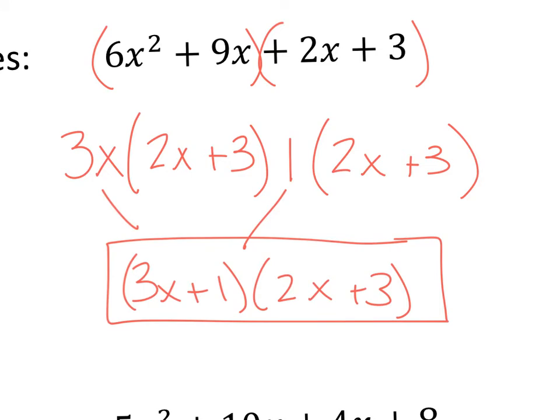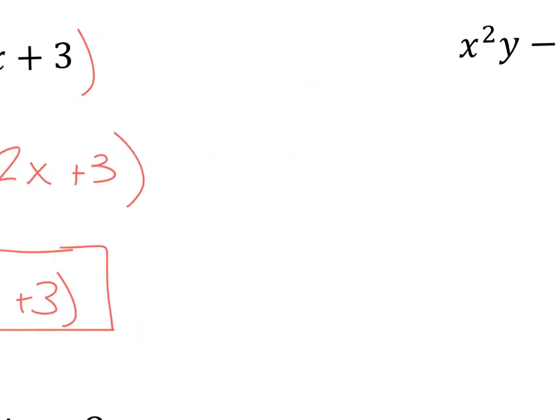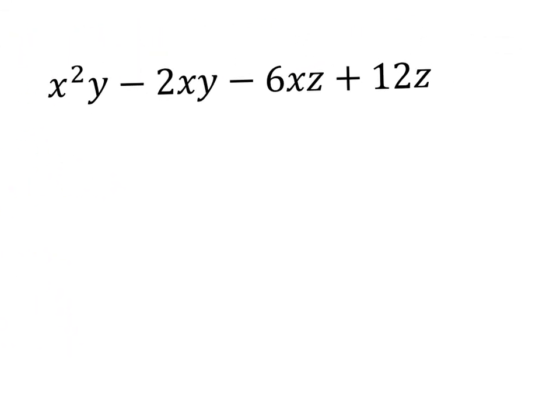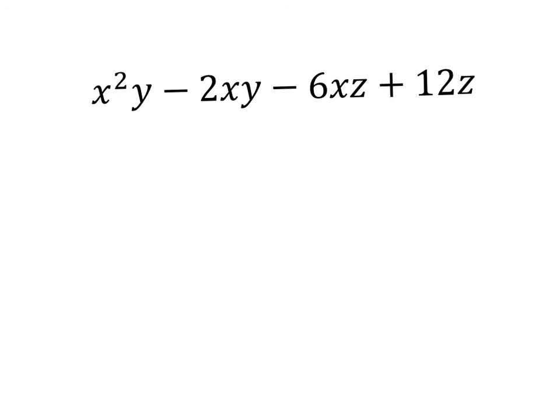The same thing can be applied to more complex problems, like the second example here, where you have a bunch of different variables. You're still going to group because there are 4 terms, you can use grouping, and pull out common factors. Notice how in these first two, you do have an x that's common and a y.